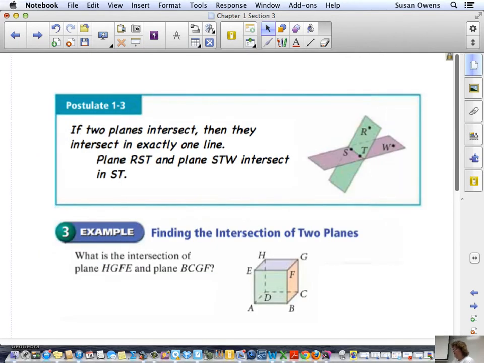Okay, next postulate. If 2 planes intersect, then they intersect in exactly 1 line. So we have 2 planes, plane RST and plane STW, and they intersect in line ST. So this is the intersecting planes postulate.